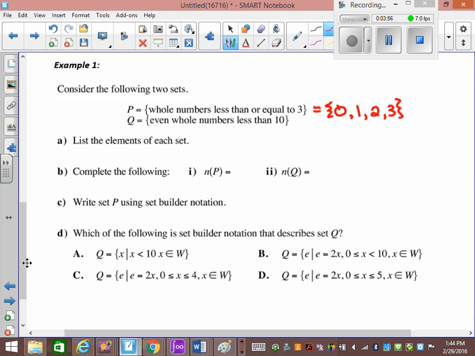Then they want the even whole numbers less than 10. Even whole numbers less than 10.